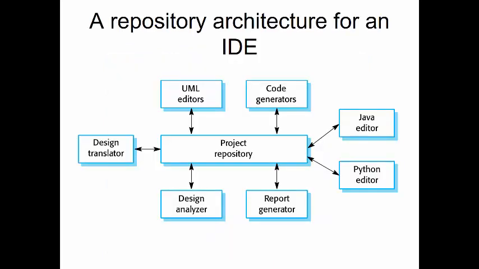So here's an example of repository architecture for an integrated development environment. The project repository has everything for the project, which can be generated by UML editors, code generators, the Java, Python editors, report generator, design analyzer, and design translator. But it all goes into a project repository that can be accessed by each of the individual components, or they can access what's appropriate for each component from that project repository.